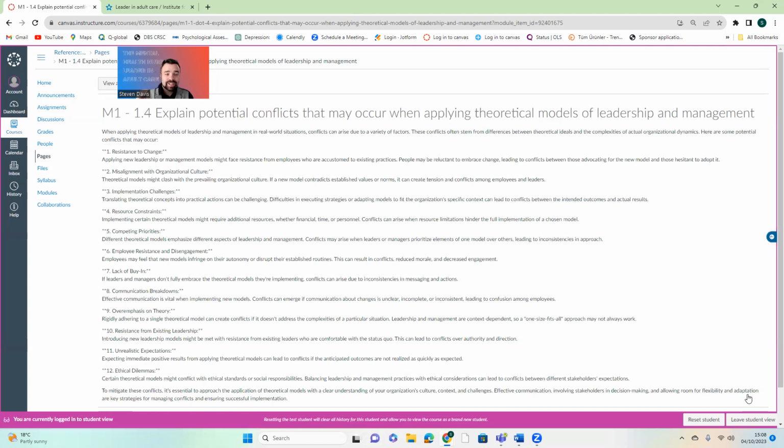1.4 then looks for you to explain potential conflicts that may occur when applying theoretical models of change, or models of learning and management. So when we think about the change model, we've got resistance to change, and that's because I think there's three types of people here. You've got those that are on board with change. I think it's a great idea, and that's because they hold the values of continual quality improvement. Easy to spot that as a business behavior. It's easy to spot the person that thinks being outstanding is the benchmark.